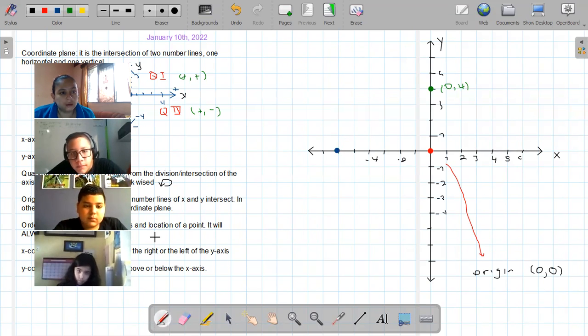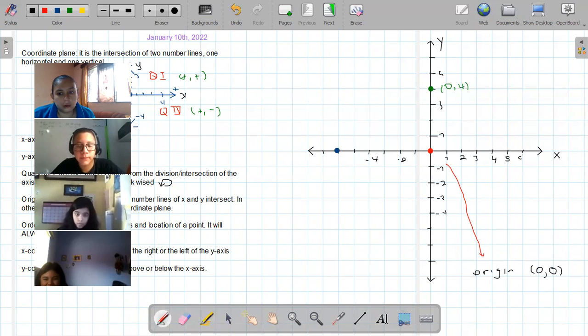Okay. So now we got that one in blue. What order pair is that? Negative 7? Zero, negative 6? No, it is not 0, negative 6. It's 0, negative 7. No.